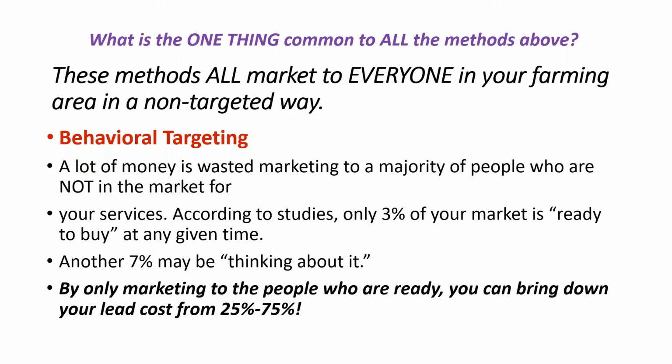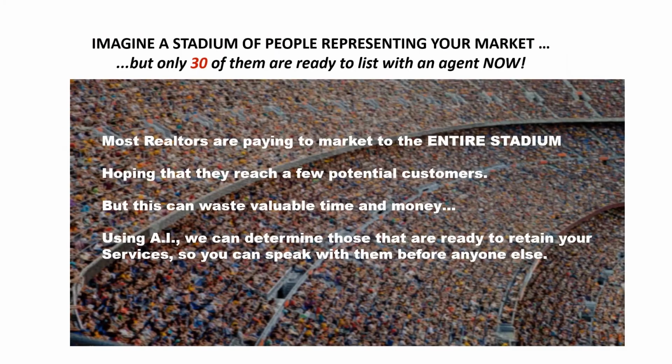That sounds great. How do you find these people who are ready? Well, that's where the AI comes in. Here's a little metaphor. Imagine a stadium of people representing your market, but only 30 of them are ready to list with an agent now. There are obviously more than 1,000 folks in this stadium; it can hold the population of a small town. Very few people are really ready to enter the market.